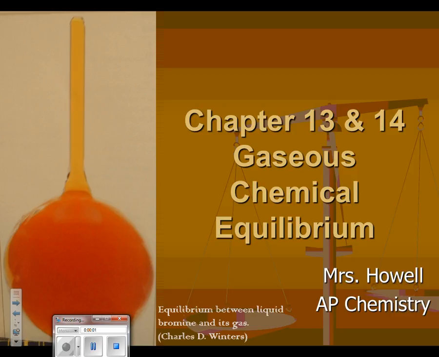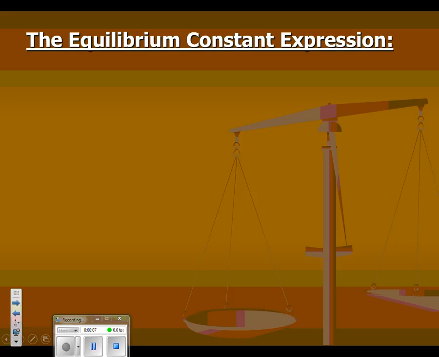13 and 14 on your thumb drives. It is about chemical equilibrium. It does more than gaseous, but we're going to start with gaseous. The equilibrium constant, we've talked about this before. I don't know how much you've remembered.